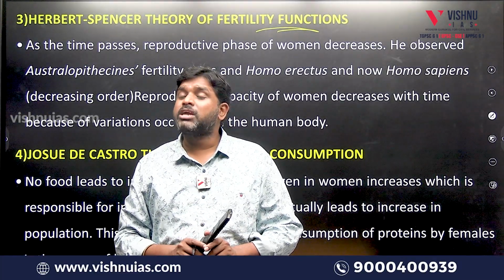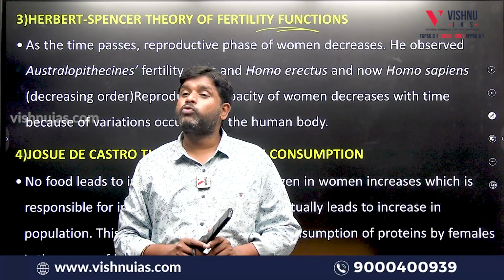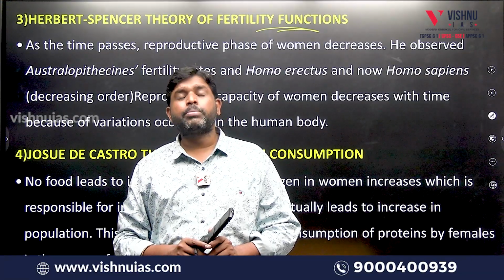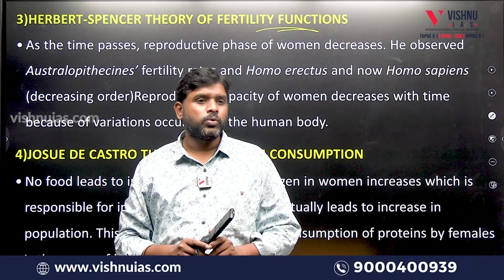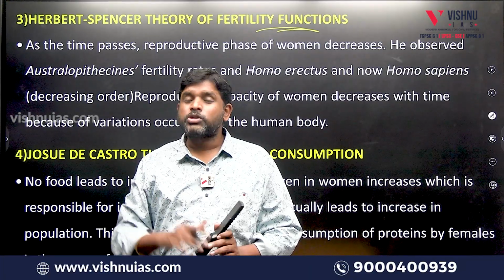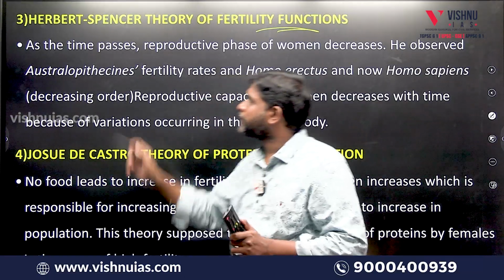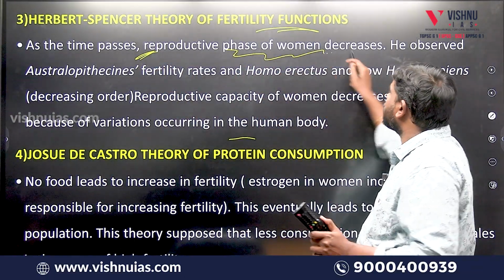Homo erectus gave birth to 10. Neanderthal gave birth to an average of 5-7. Homo sapiens gave birth to 2-3. We are Homo sapiens sapiens, with 1-2, too few. So the fertility pattern is decreasing. As time passes, the reproductive phase of woman decreases.